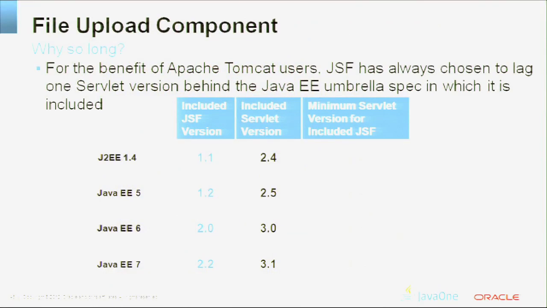Okay, the file upload component. So why has it taken so long? Apache Commons file upload has been around for like 8 years, at least. Does anyone know exactly when it came out? 8 sounds about right. Yeah. Well, why has it taken so long?